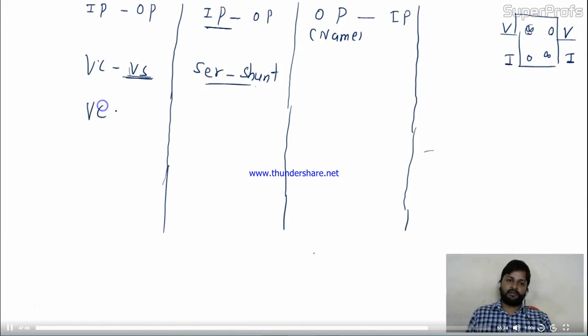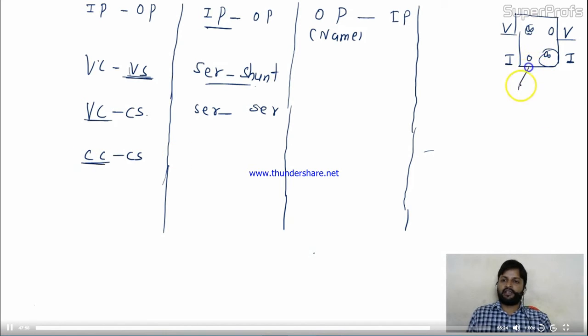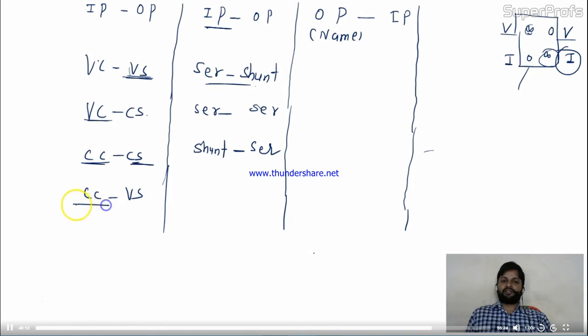We'll take another one. Voltage control, current source. Voltage at the input is series, and current at the output is also series, so this is series, series. Now let's come to current control, current source. At the input, current is shunt, and at the output, current source is series. Now let's come to current control, voltage source. Current at the input is shunt. Voltage at the output is 0, so this is shunt, shunt.